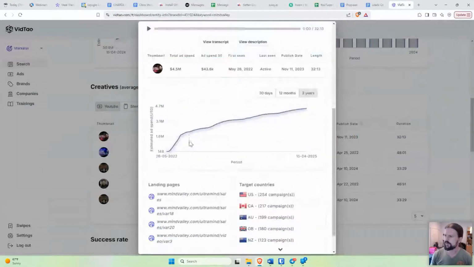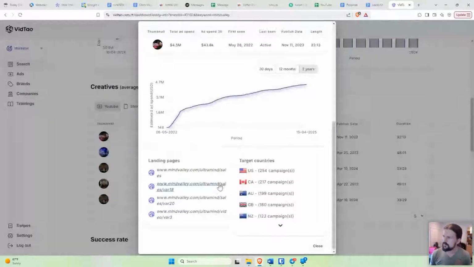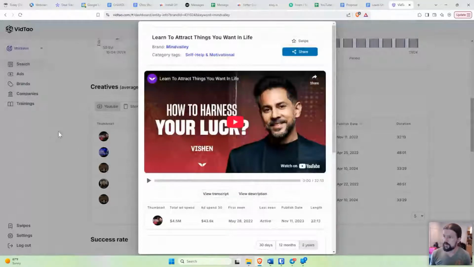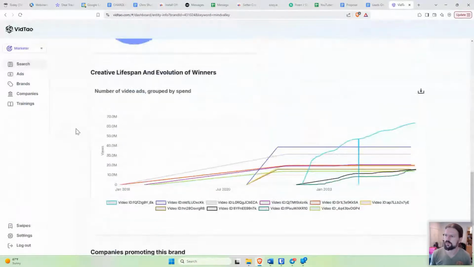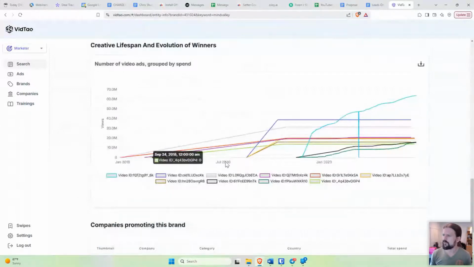Now, if you see multiple landing pages down here, it just means that they've tested different variations. And you can even see in their URLs, they have like variation 18, variation 20. And you can go see what those are. So this is an ad that's working. So this is an ad that we can copy what they're doing, essentially. And we can also see kind of a chart of what ads they're running over what time period.